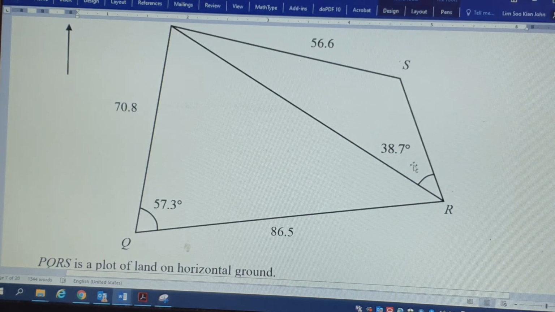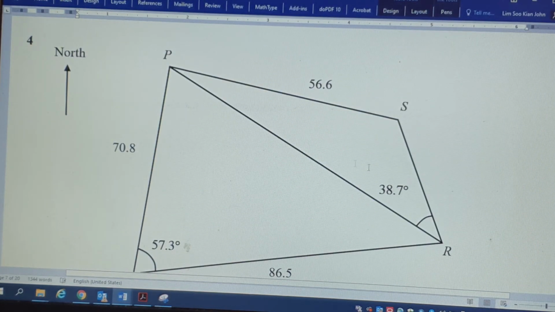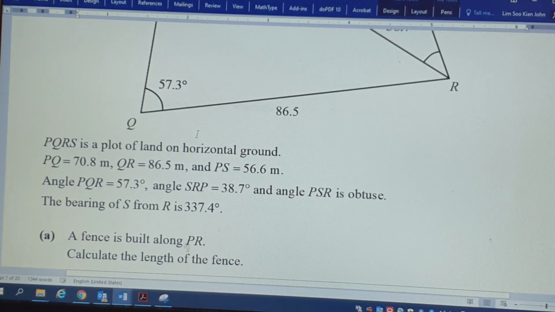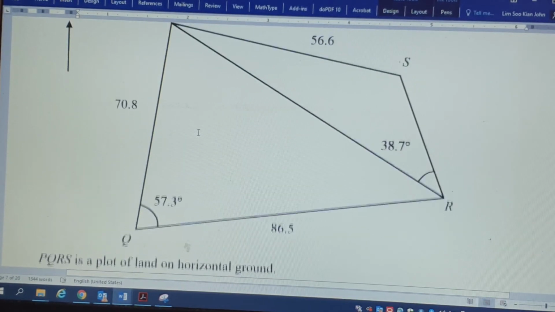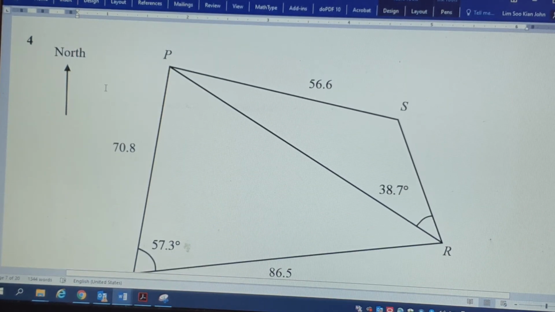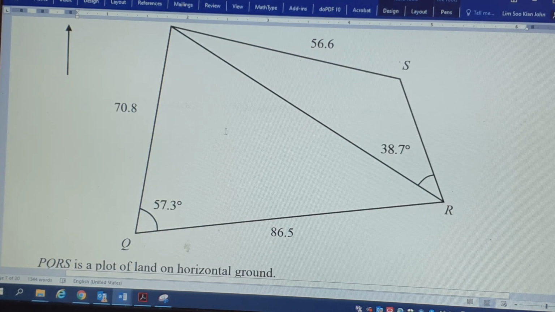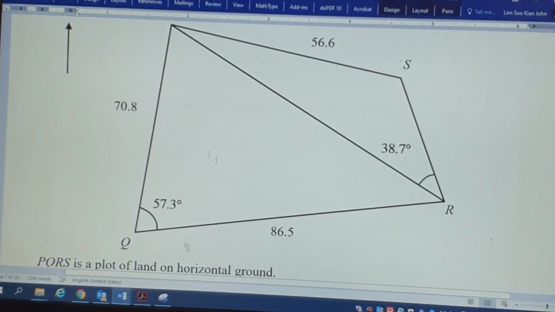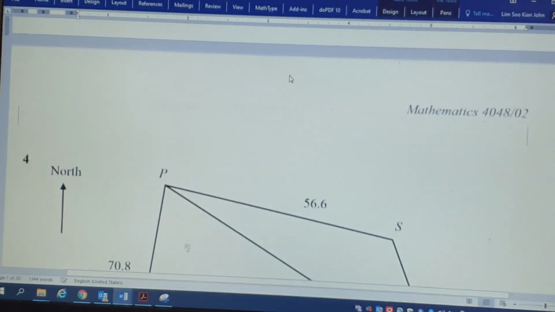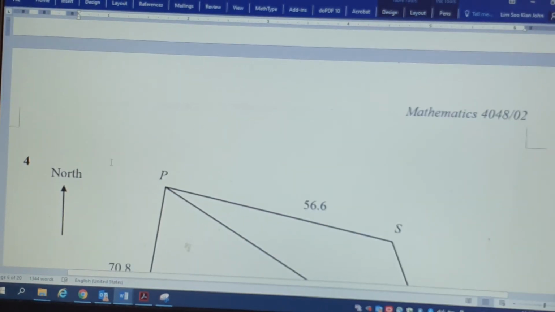Now let's take a look at this particular question. Now there is this horizontal length, so you have here this north, right? Then this is PQRS, and then all these are given to you already. This angle, this length, this length. Check where's your north. Your north is here. Very straightforward.